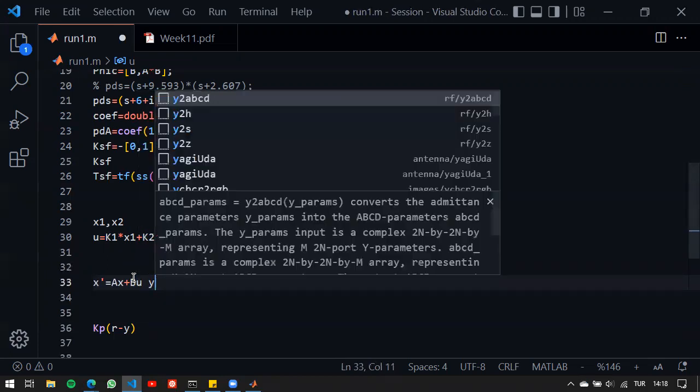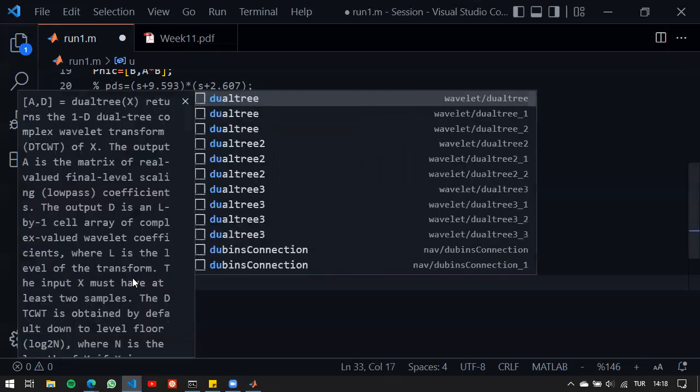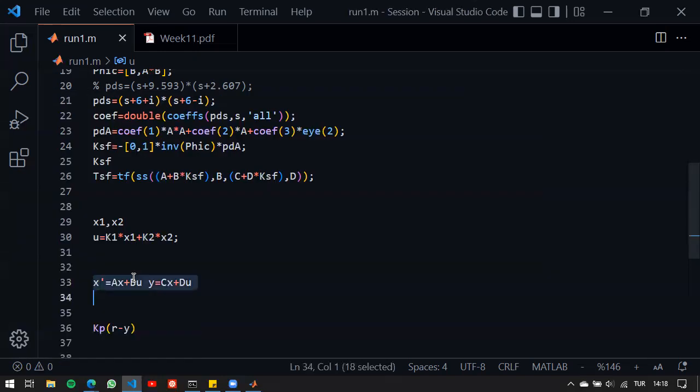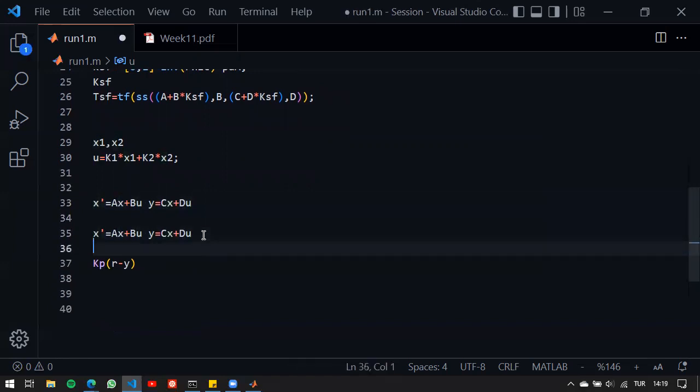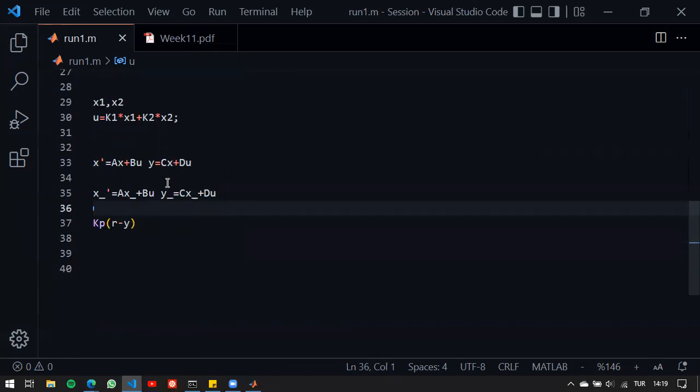And therefore also Y is equal to CX plus DU. So I know that this is the system and I want to access X here. What I can do is I can just build a replica here, which has the exact same ABCD matrices, and I can run them both.